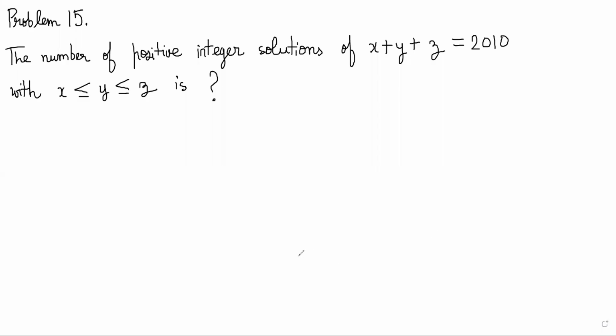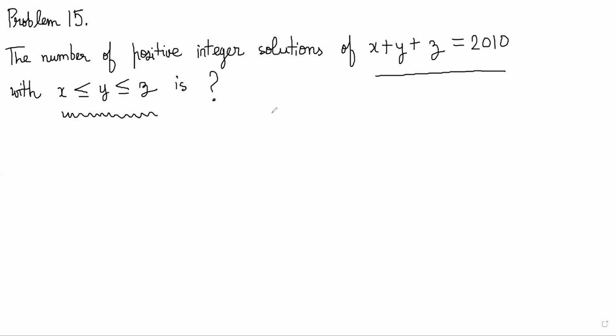Hi, in this video, we are going to solve this combinatorics problem. Here we have to count the number of positive integer solutions of this equation: x plus y plus z is equal to 2010, but there is a condition attached to it, which is x should be less than y and y should be less than or equal to z. So we need the total number of positive integer solutions for this particular equation.